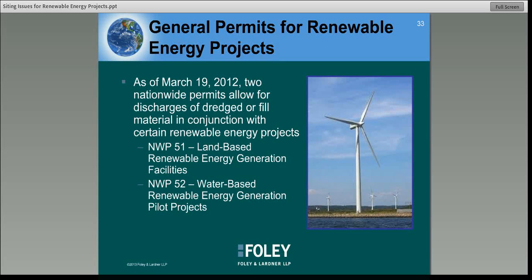The problem with these two permits is that they both require advance notice to the Army Corps and advance approval from the Army Corps. So while there's actually a more streamlined process, this still does involve notice and approval prior to getting started, unlike some of the other general permits.